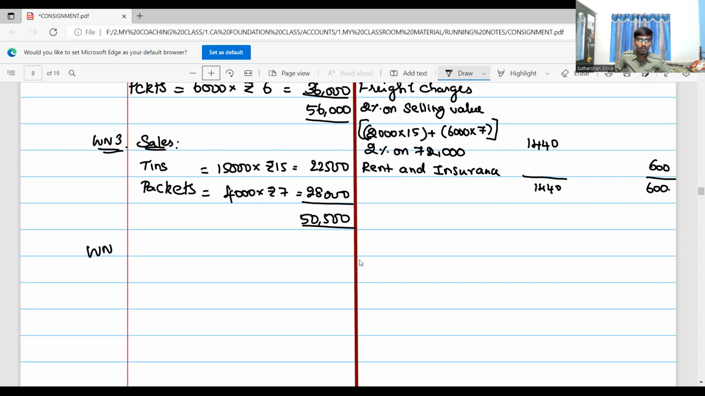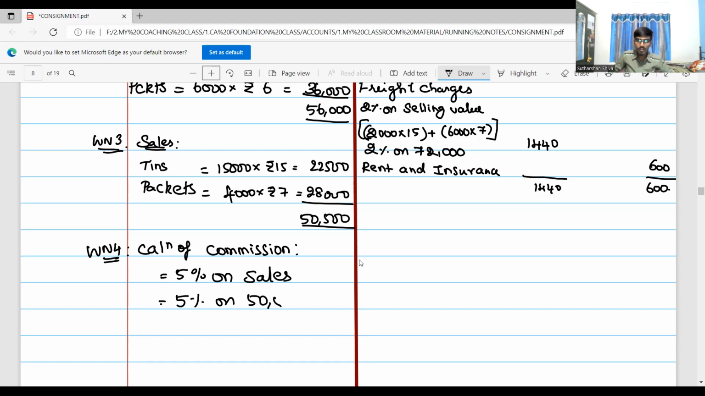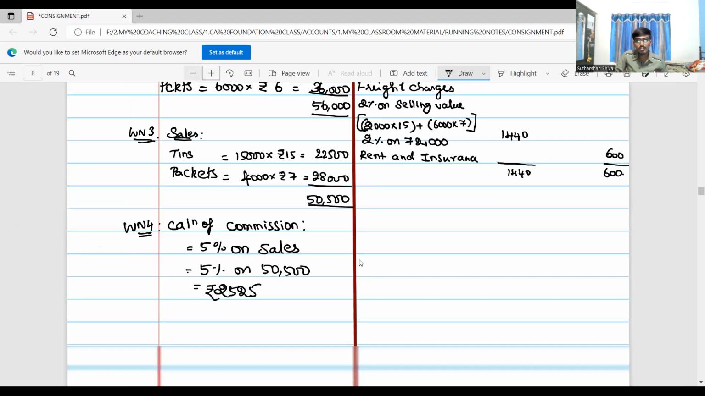Then move on to working note 4. Calculation of commission equal to 5% on sales, 5% on 50,500. You will get 2,525. Okay.